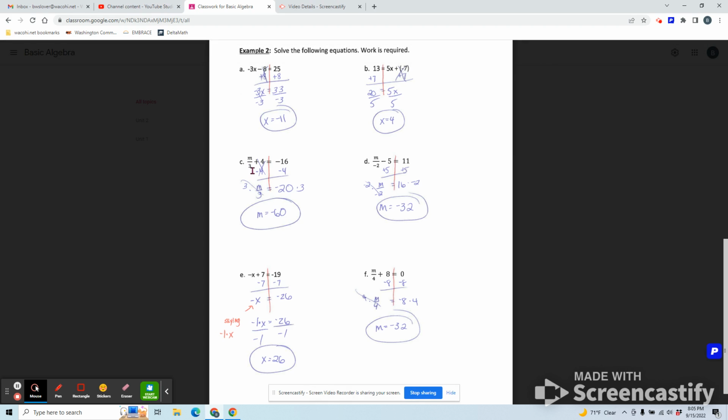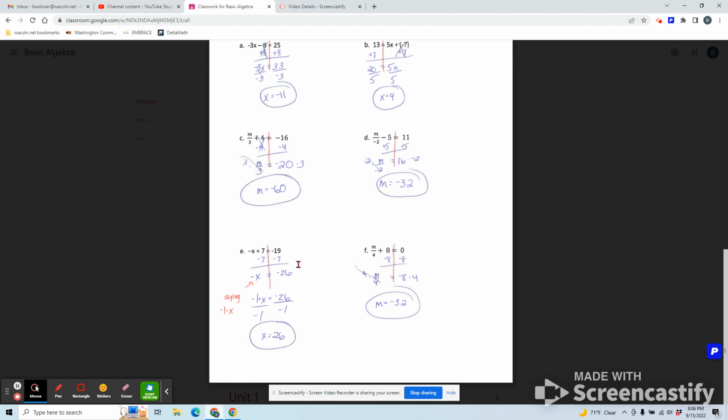Okay, so first, I'm going to get rid of this positive 4. I'm adding 4, so I want to subtract 4 from both sides of that equal sign. So 4 minus 4 becomes 0. I'm left with the m over 3. This is negative 16 minus 4. And if you're not good with negatives, use your calculator. Plug it in just like that. Negative 16 minus 4. You get negative 20. So I'm left with m over 3, or m divided by 3, equals negative 20. Well, to undo division, I need to multiply. So I'm going to multiply both sides by 3. Negative 20 times 3 is negative 60.